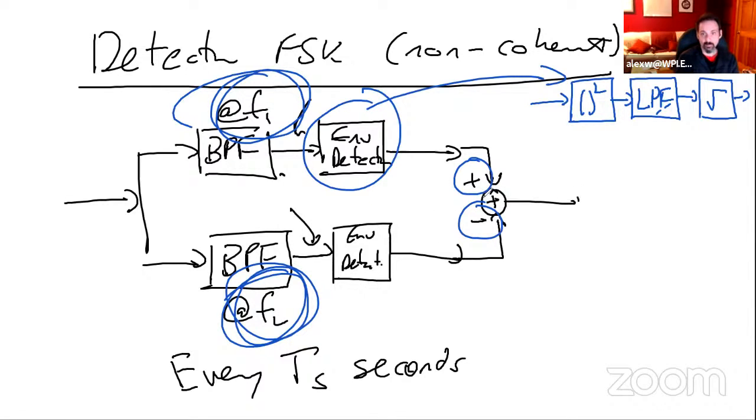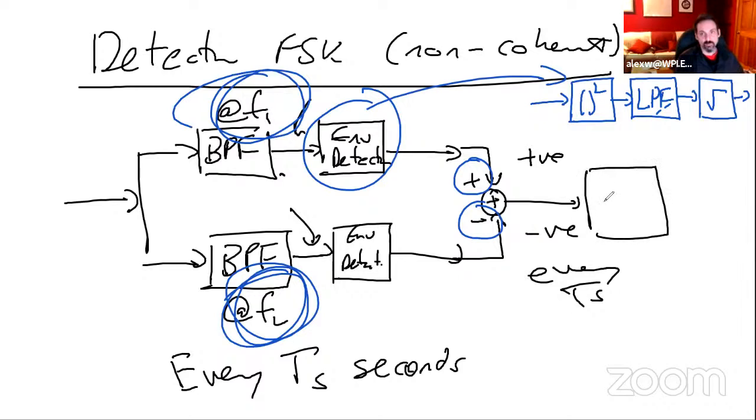So what ends up happening is that every TS seconds you get either a positive value, so plus sign VE is my shorthand for positive, or a negative value. So every TS, every symbol period. And then you have a decision-making device, just like with a coherent detector. Decision. And that tells you whether it was a 1 or a 0. Okay? So that was the end of lecture 20.